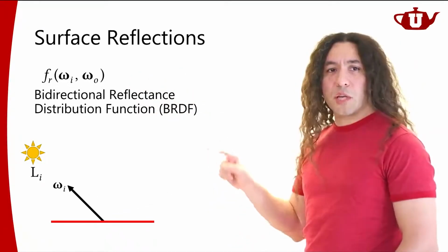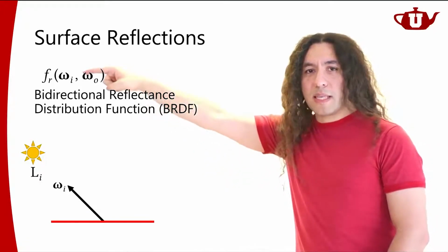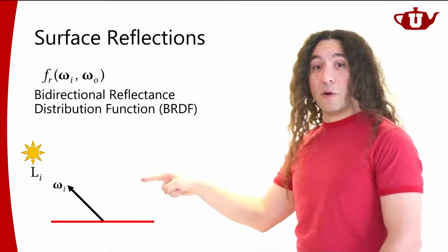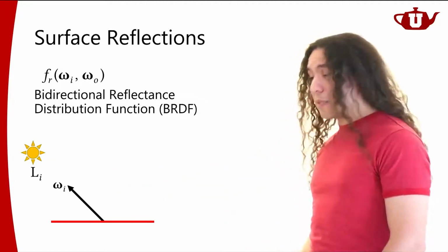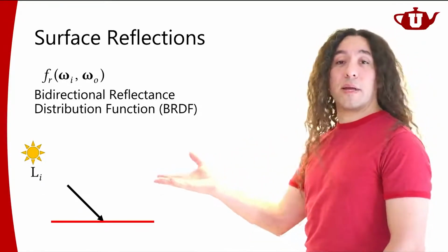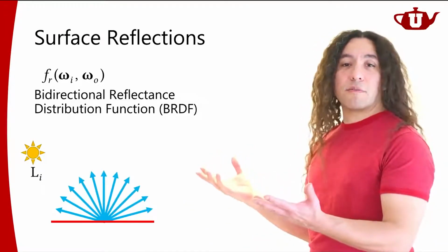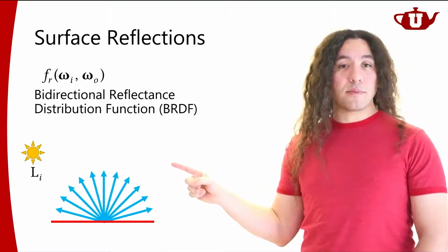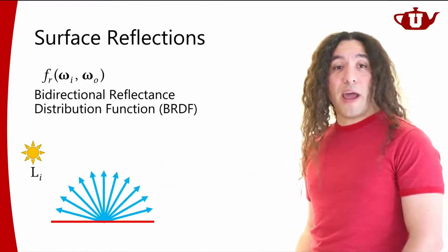Just imagine one instance of this BRDF function where I'm going to keep this input, omega I, the input direction, constant. So it is going to be this particular vector, right? That means the light that's hitting the surface is coming in this direction. So what's going to happen to this light when it hits the surface? The light is going to scatter in all directions. But it's not going to scatter in all directions the same amount. This reflectance in different directions is going to vary, right?